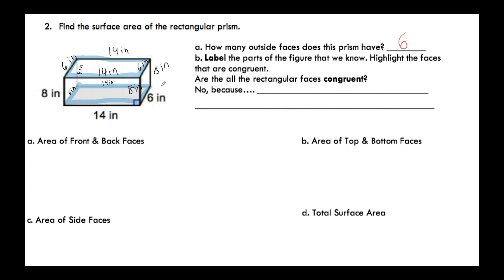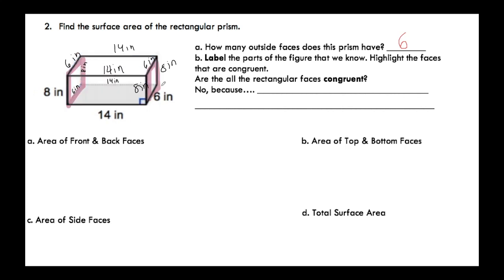Finally, with the same drill, my side faces are congruent because I have 8 by 6 on one side, 8 by 6 on the other side. They have the same side lengths. They're opposite of each other. They're going to be congruent.